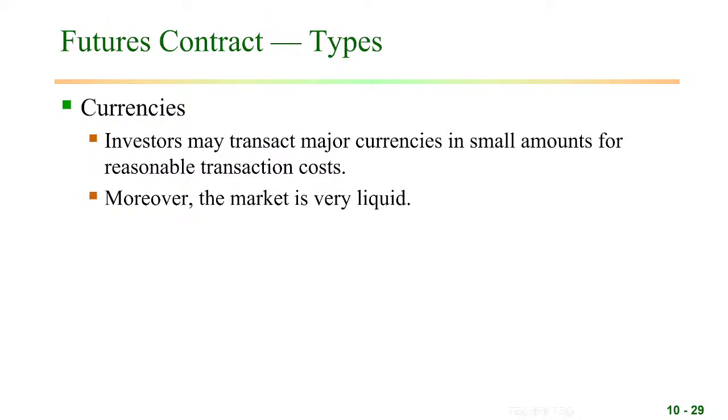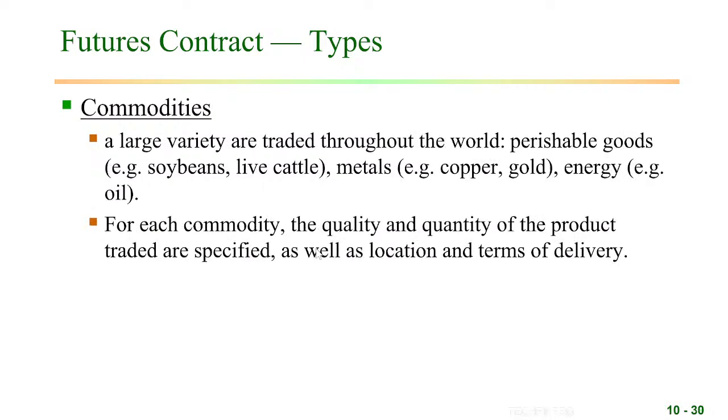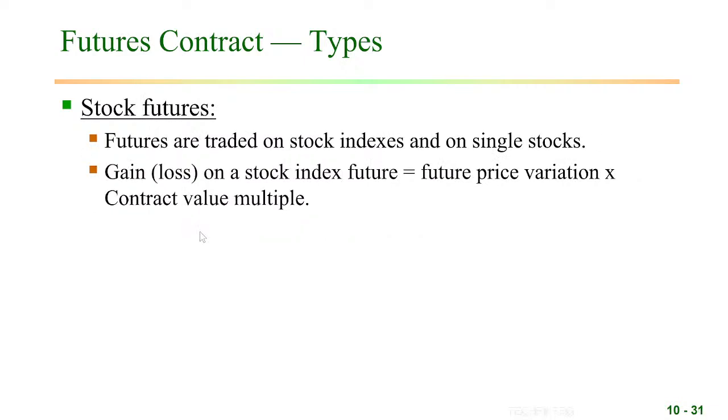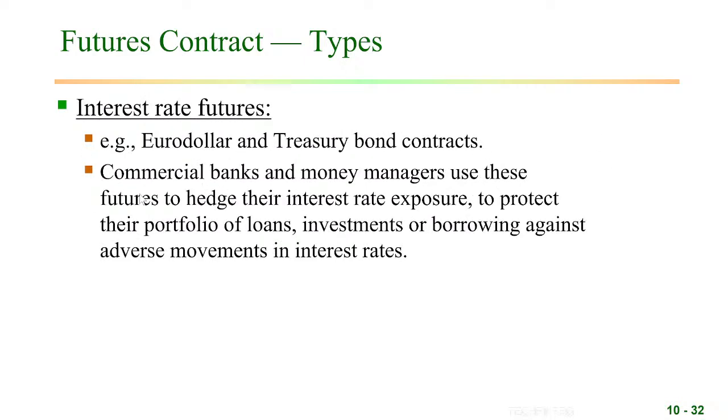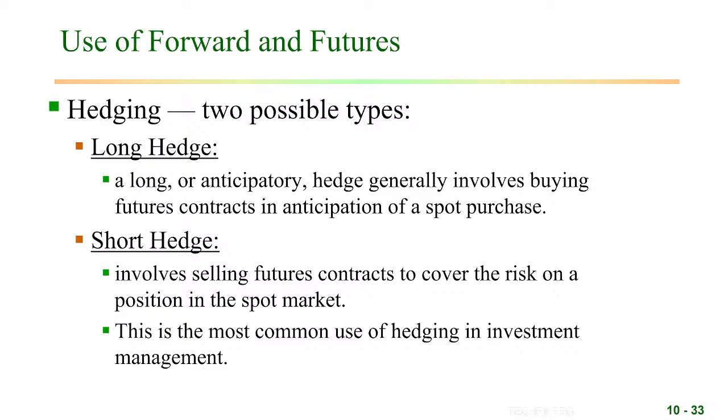And there are other types of futures contracts, like currencies. It's very liquid. And commodities. And these are very useful for farmers, for example, and speculators, and for investors to hedge against these commodity prices. So essentially, you can use these futures to lock in your price. Stock futures, interest rate futures.